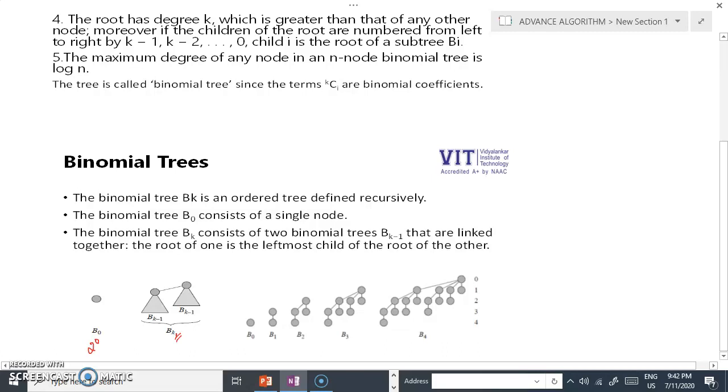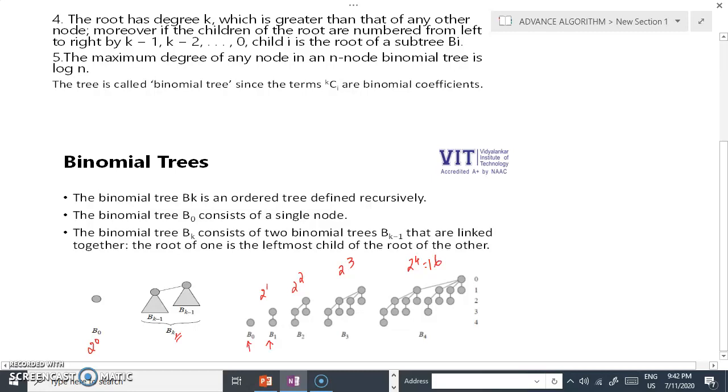So now what we say is binomial tree. Let's say this is a binomial tree of order 0. A binomial tree of order 1 means it will have 2 raised to 1, 2 nodes. It will have 2 raised to 2, 2 2s are 4 nodes. It will have 2 raised to 3, see 2, 2, 2, 2, 8 nodes. This is 2 raised to 4. We will have 16 nodes.